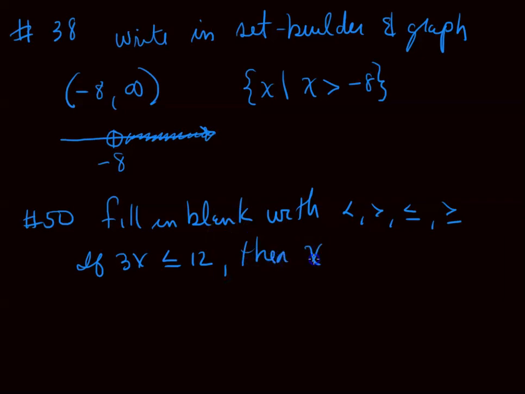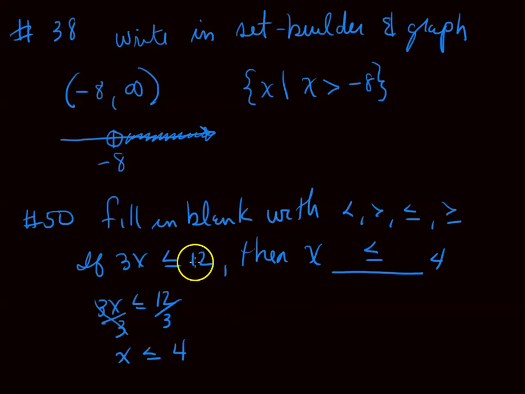then x blank 4. You're supposed to fill in the blank with that. Well, we just have to take the 3x less than or equal to 12 and divide by a positive. When we divide by a positive, the direction of the inequality does not change. And so x is less than or equal to 4. We should put less than or equal to in the blank. So you can get 4 steps. Not hard at all.